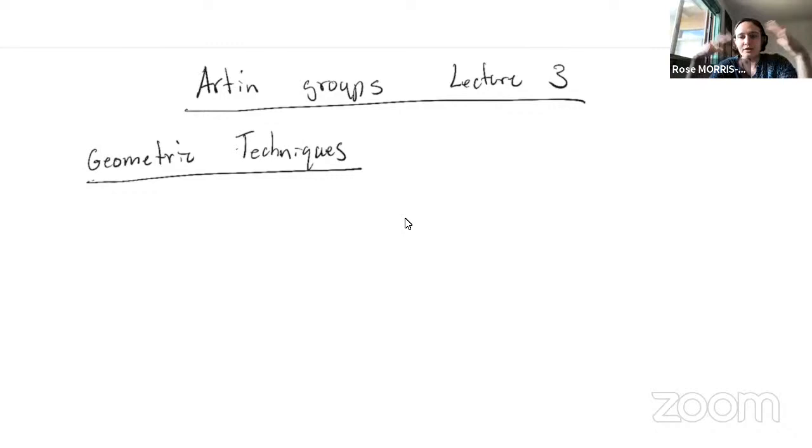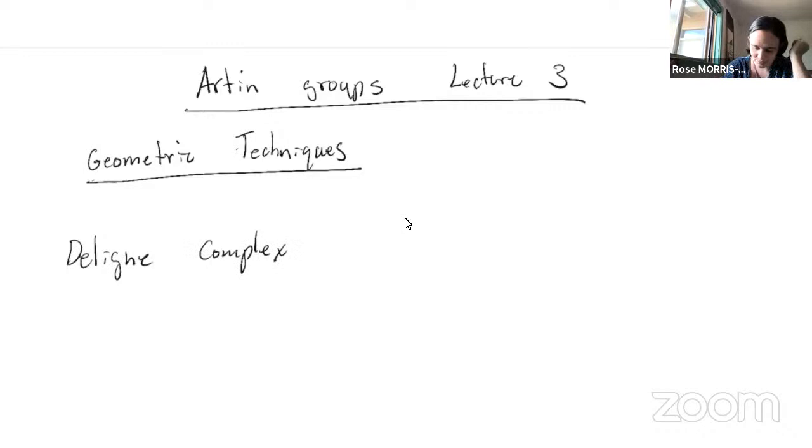And so when you want to go beyond that to more general, even if I'm not talking about all Artin groups, even if I'm just talking about FC type or some larger collection of Artin groups, really geometry is the way to go. So I'm just going to talk about a few different options for geometric techniques. The main one that I want to talk about is the Deligne complex, which is used to study FC type Artin groups. And then hopefully at the end, we'll have some time to talk about variations on this that you can use to go even more broad than FC type. But this is mostly for FC type stuff.